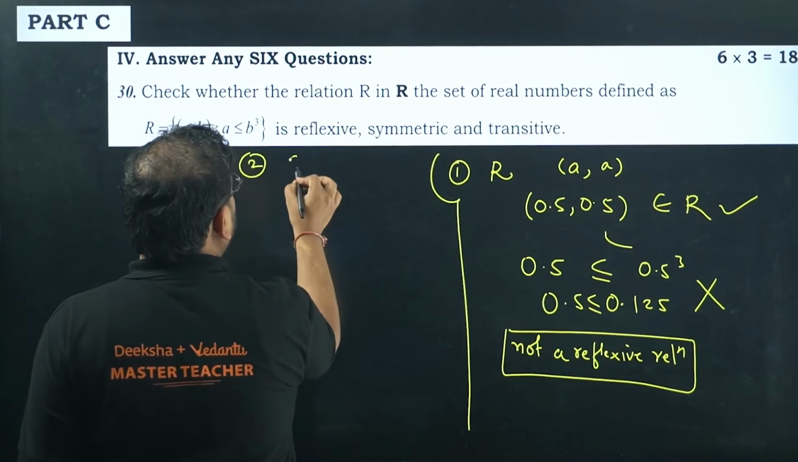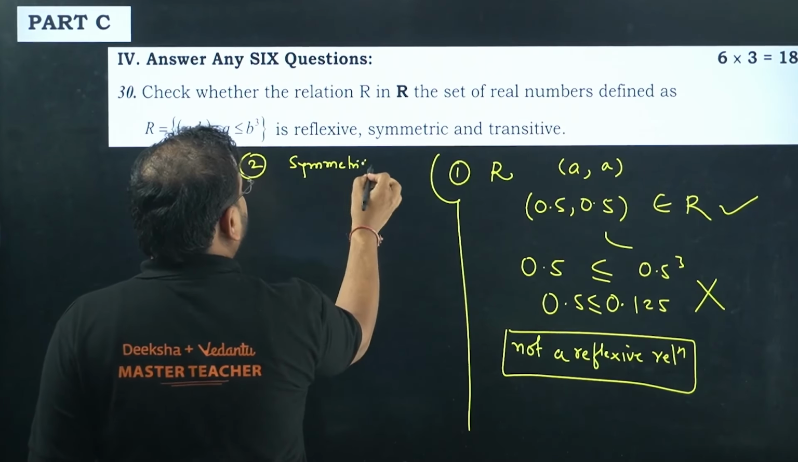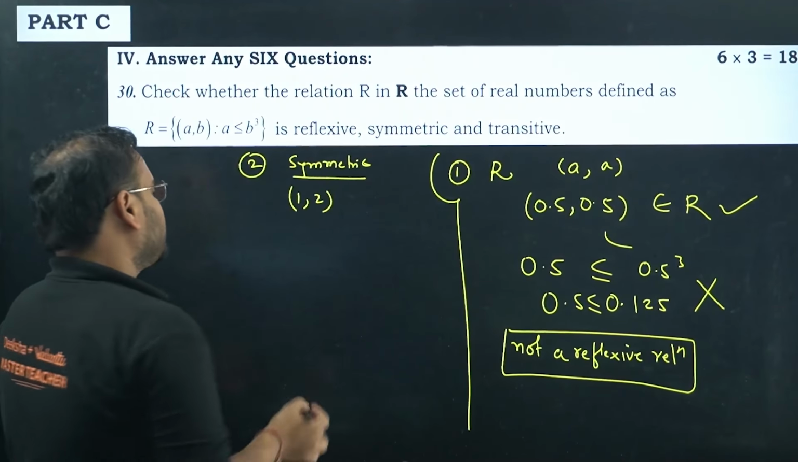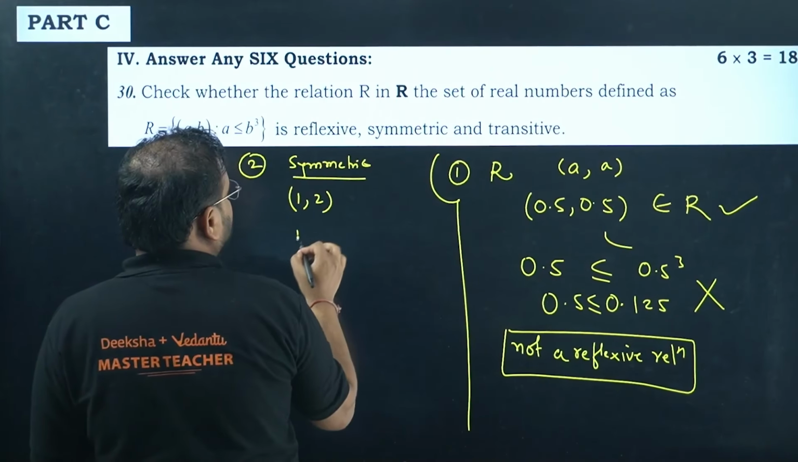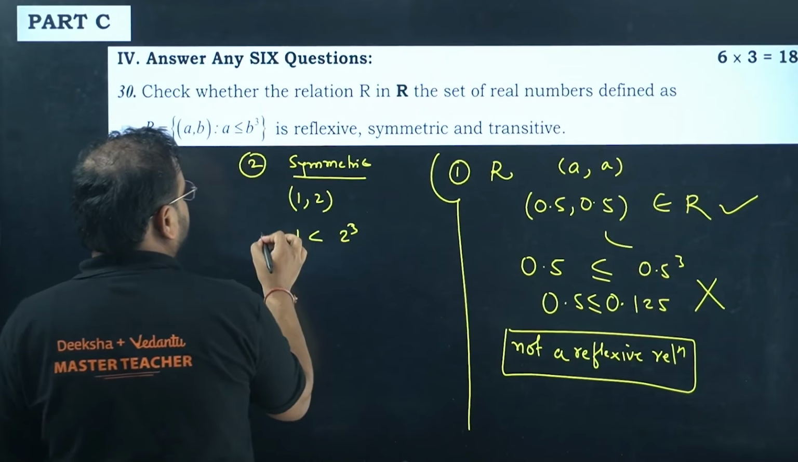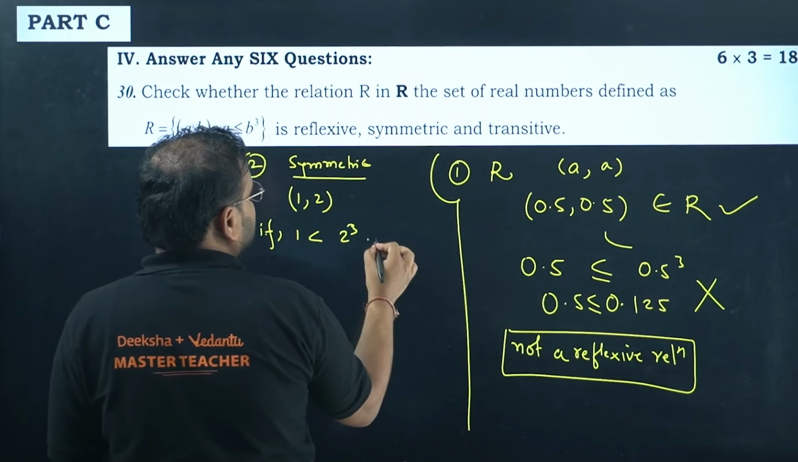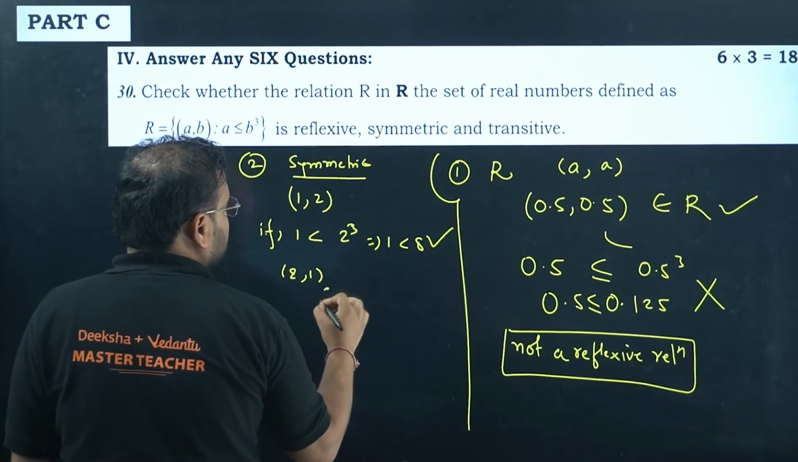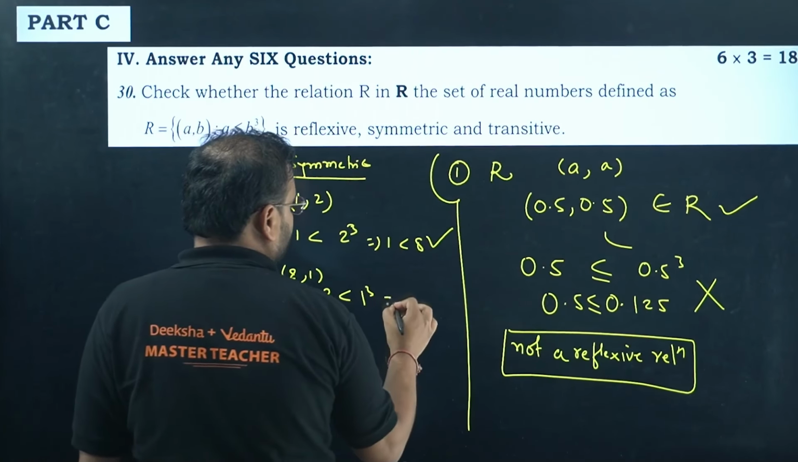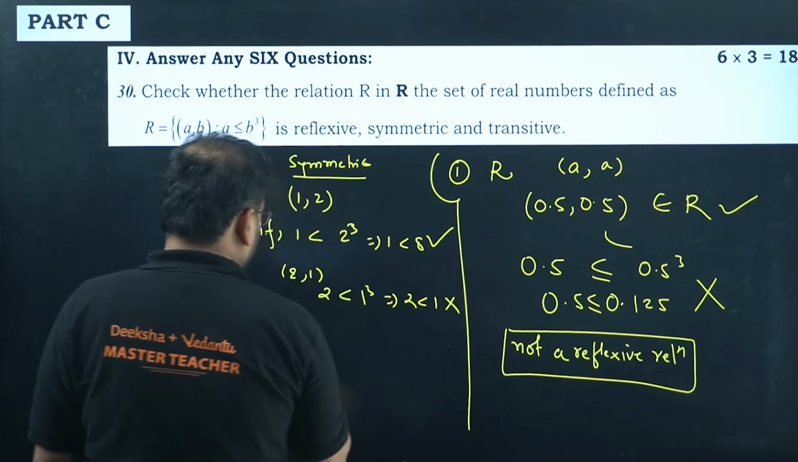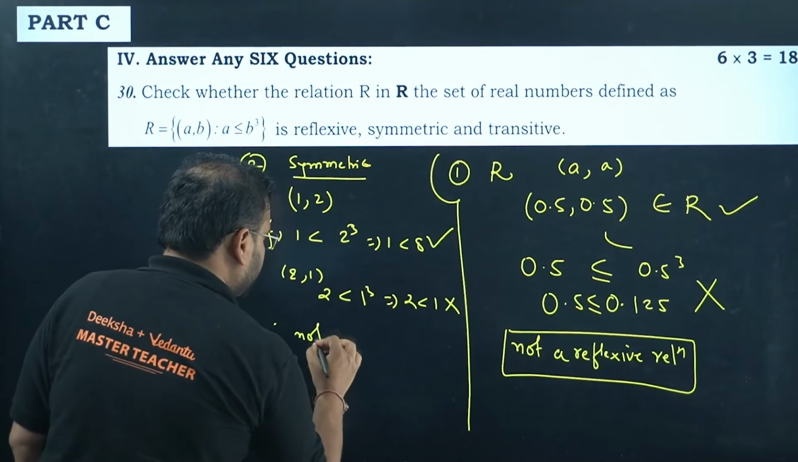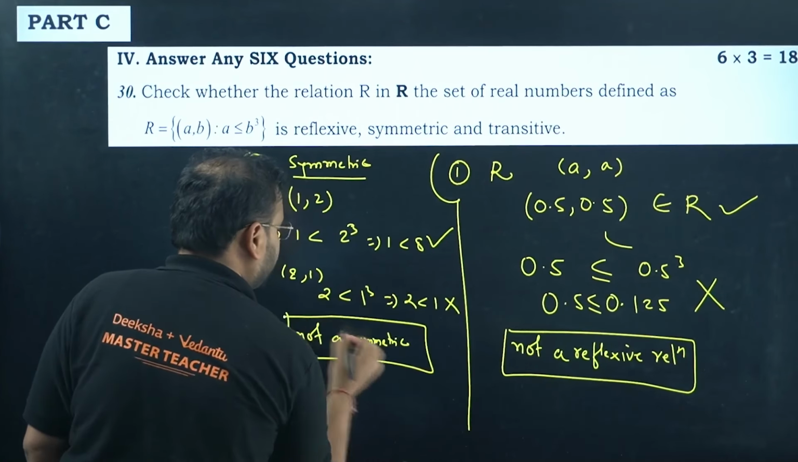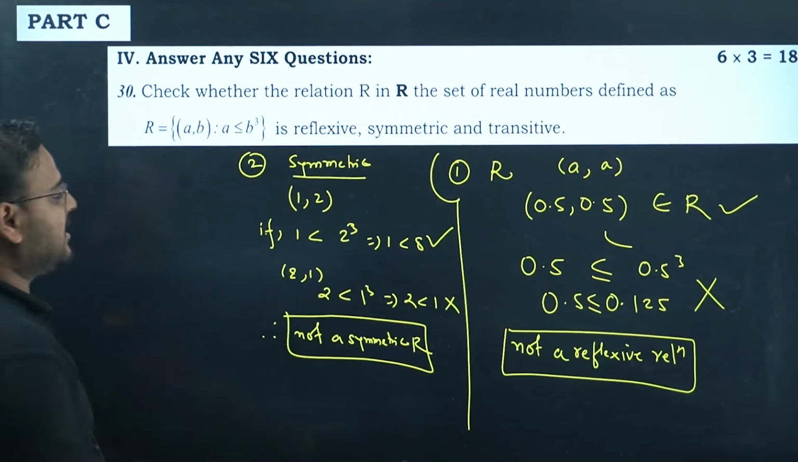Second will be symmetric. This is a very easy one. Think about a number, let's say 1, 2. From the relation condition, 1 should be less than 2 cube. The if statement, correct. It implies 1 is less than 8. True. Now reverse the order: 2, 1. It means 2 should be less than 1 cube. 2 is less than 1. Not possible. So it is not a symmetric relation. Got it? Next, the last one.